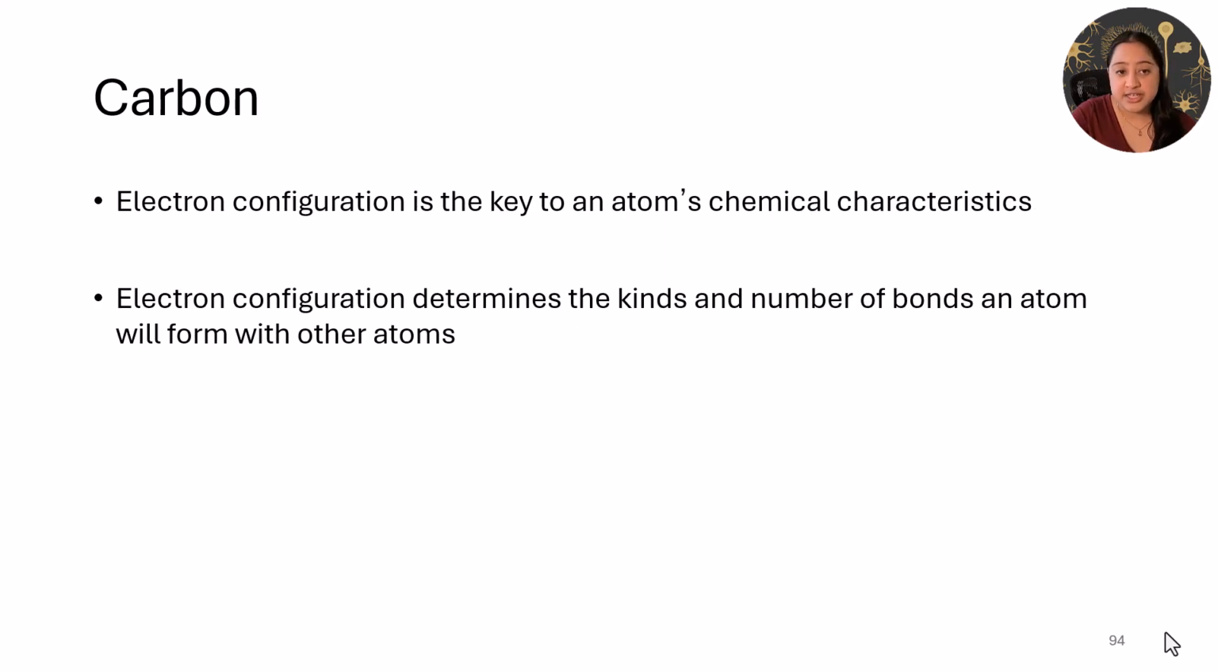And it's because of carbon's electron configuration. So if you remember the valence electrons, I'll show a picture on the next slide, but it's because of carbon's electron configuration that helps that atom interact with so many different things. So just remember that electron configuration determines the kinds of bonds and the number of bonds that an atom can form with other atoms. So remember that.